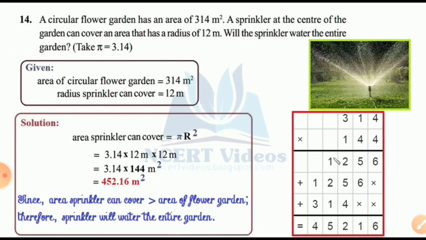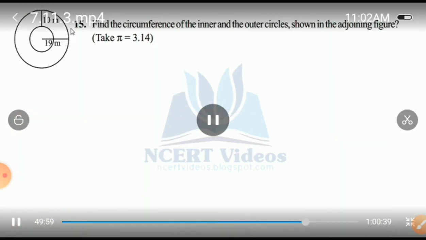See, a circular flower garden has an area of 314 meters square. A sprinkler at the center of the garden can cover an area that has a radius of 12 meters. Will the sprinkler water the entire garden? Beta, you have seen a sprinkler, the fountain in a garden that gives water everywhere. Area of the circular flower garden is equal to 314 meters square, already given. Radius the sprinkler can cover is 12, also given.